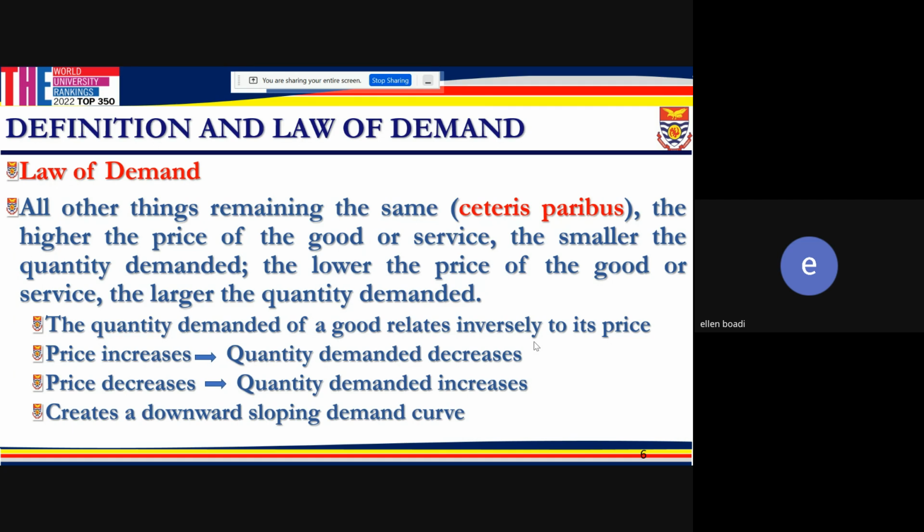In other words, as price is increasing, quantity is decreasing. As price is decreasing, quantity is increasing. And that is the law of demand. All things being equal, the higher the price of a commodity, the lower the quantity that is being demanded. The lower the price of a commodity, the higher the quantity demanded. Because of that, when we draw a demand curve, we will see that it will slope downwards. We say the demand curve slopes downwards from left to right, and we'll see that it is so.